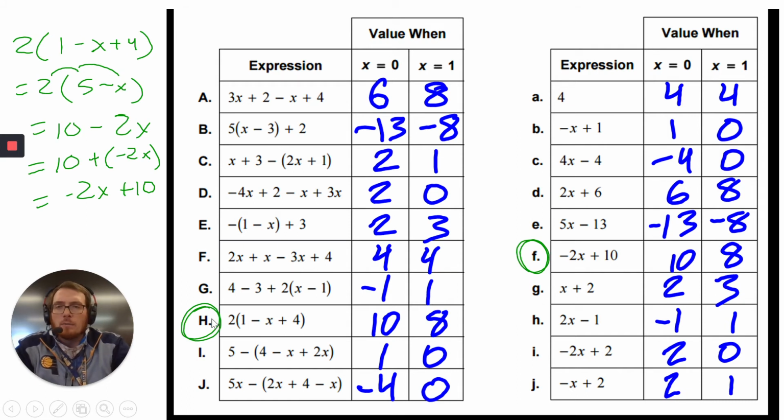The next one I want to look at is letter H. There's 2 ways to deal with letter H. First off, you could combine things inside the parentheses. So I could combine the 1 and the plus 4. I don't care that this is minus x. That minus sign goes with the x.